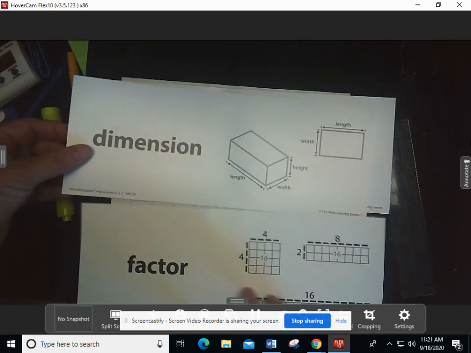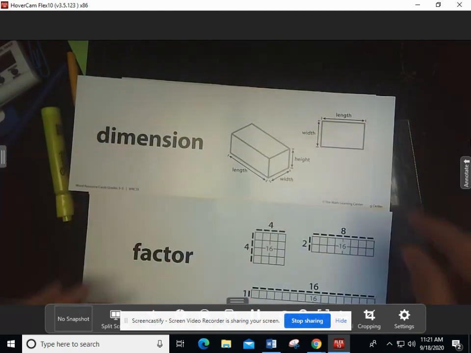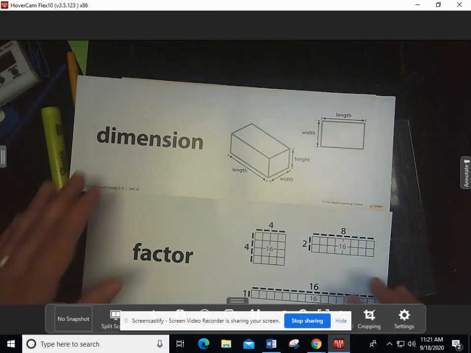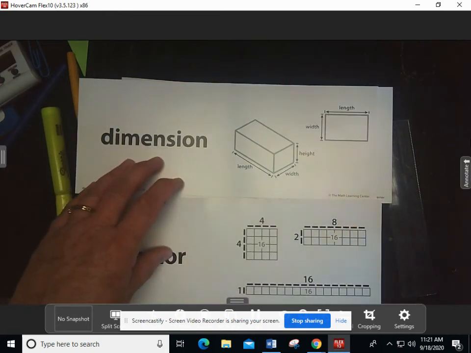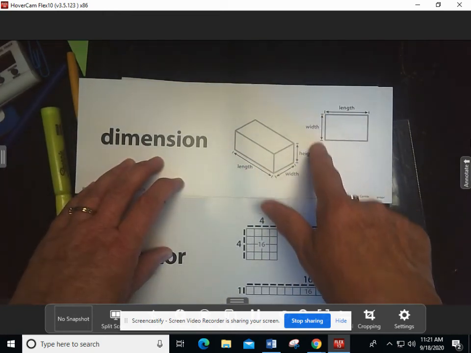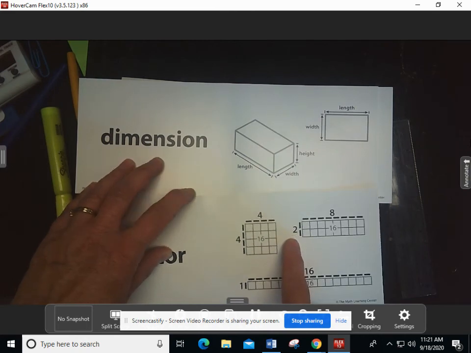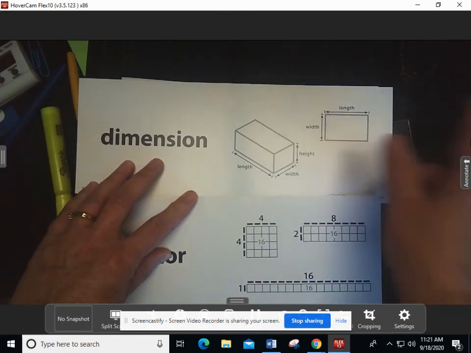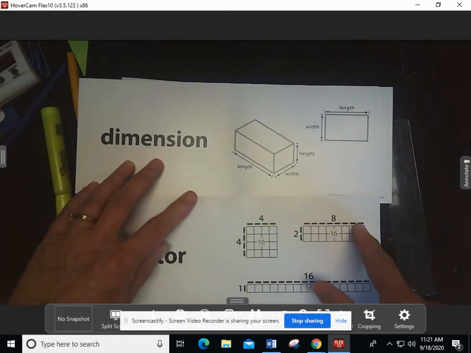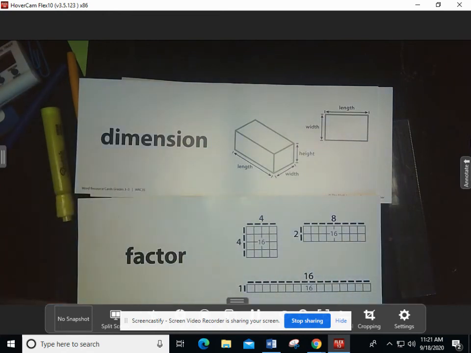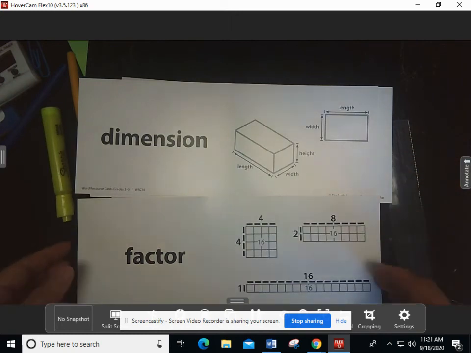Just like when we're multiplying with factors, notice, please turn your noses towards the board. Notice that we have a width. Here we have a width of 2. We have a length of 8. Here is a length of 8. Do you see how the dimensions are another way to talk about our factors?